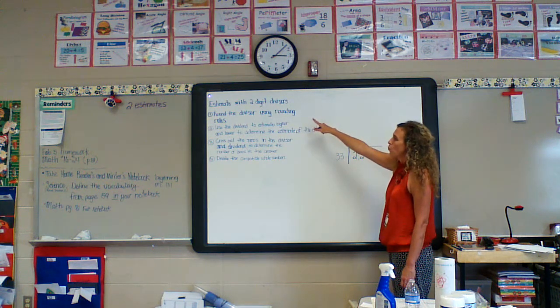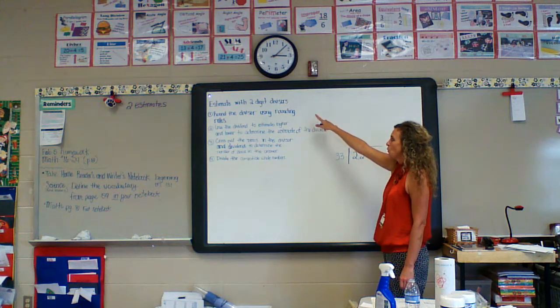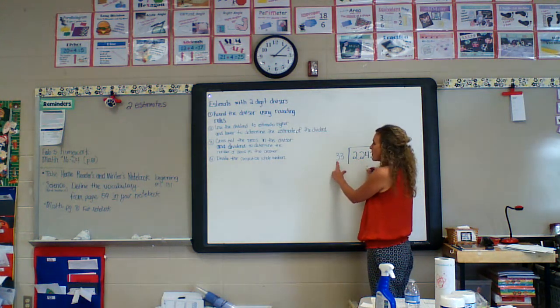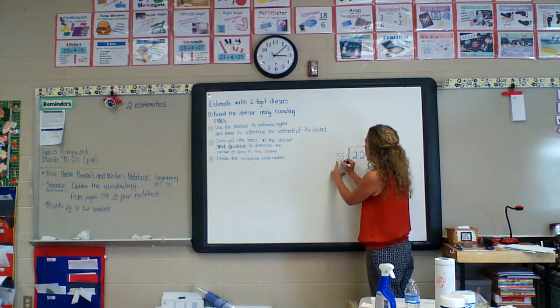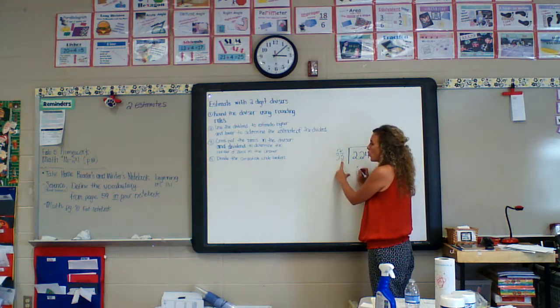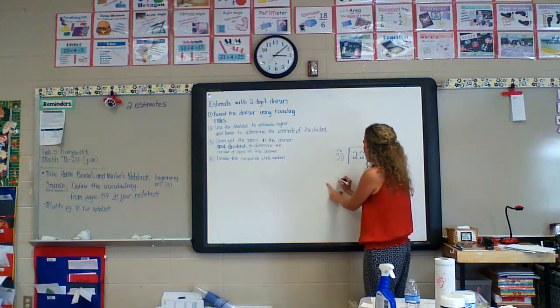Step 1, round the divisor using rounding rules. I'm going to look at the divisor and determine that I will be rounding the tens place. I will use the ones place to determine the new value. The 3 follows the rule: 4 or less, let it rest. So 33 will now become 30.